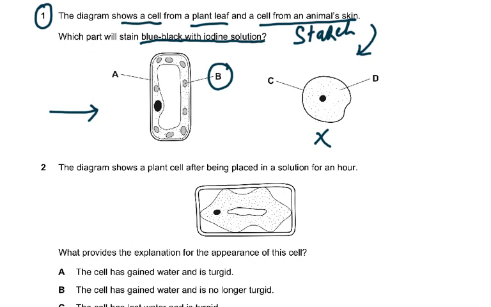Now A is the cell wall, which is made up of cellulose. Cellulose is a polysaccharide. But B is the chloroplast, and inside the chloroplast you have starch. So that is why the answer is B.